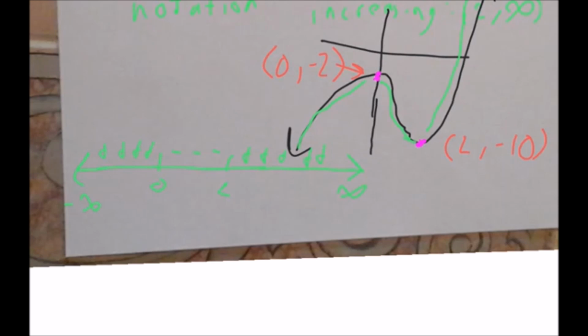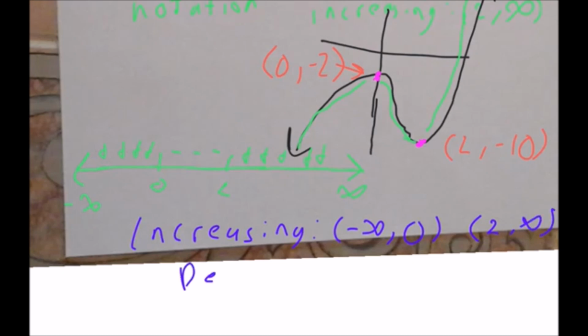And our final step is to write it in interval notation. So increasing from -infinity to 0 and 2 to infinity. We said it's decreasing from 0 to 2.